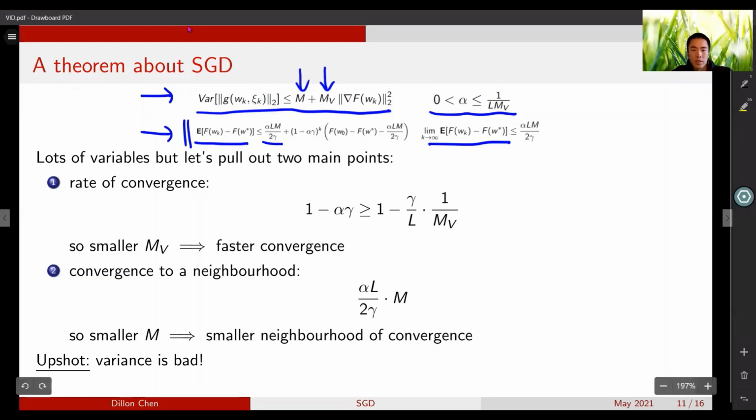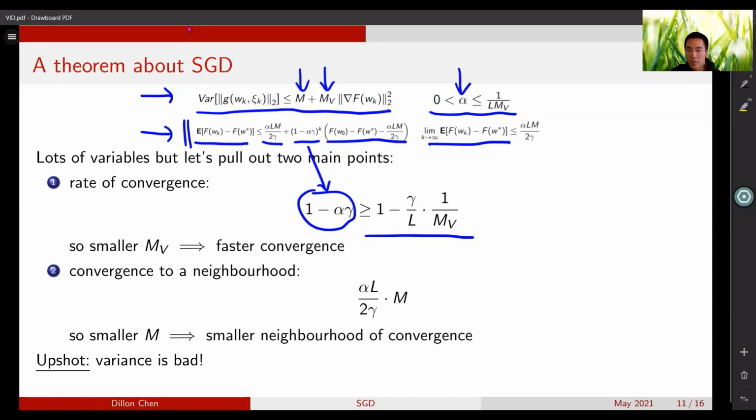We have two constant terms here, and then a term depending on k, which is how many iterates we have in our algorithm. This constant here is basically our rate of convergence, and it's lower bounded by this value here from our choice of step sizes here. Gamma and L are fixed because they are determined by our function, but M and V is what depends on our variance.